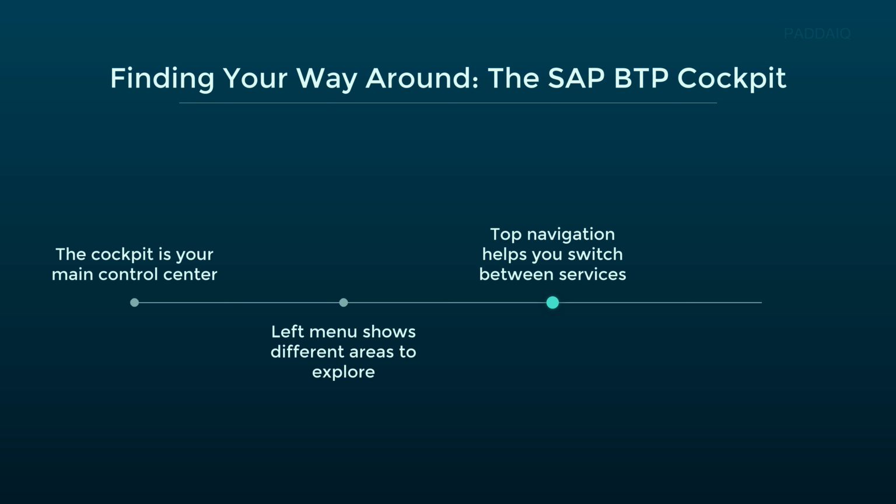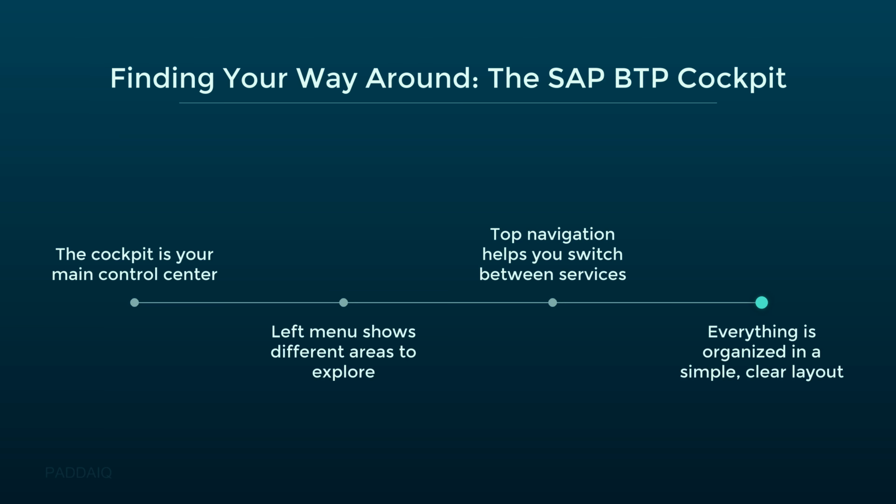Top navigation helps you switch between services. This means the menu bar at the top of the cockpit lets you quickly jump between different tools and services, like moving between rooms in a building. For example, you can go from your Cloud Foundry space directly to the SAP HANA Cloud Administration area. This design keeps your workflow efficient and organized.